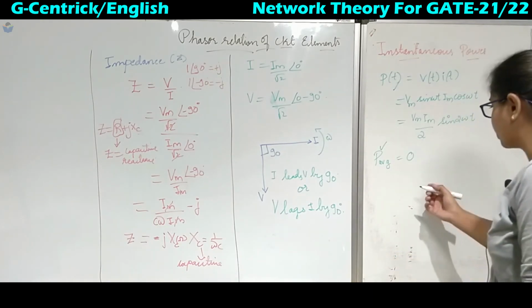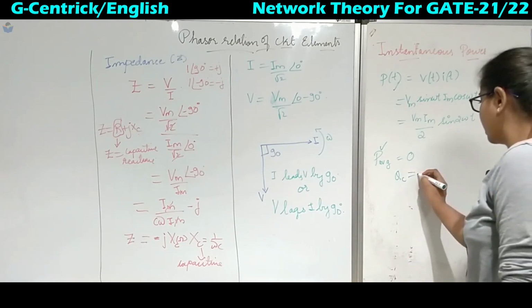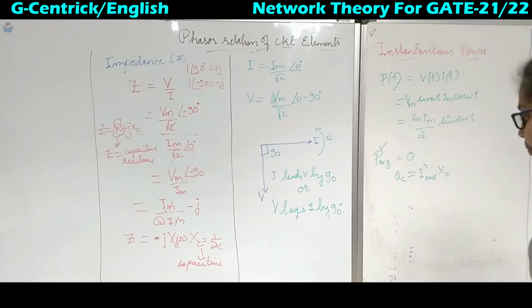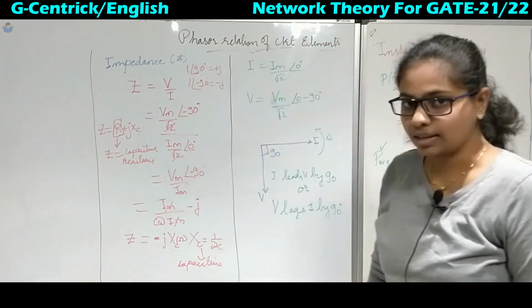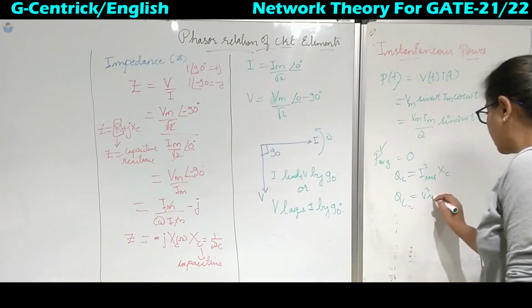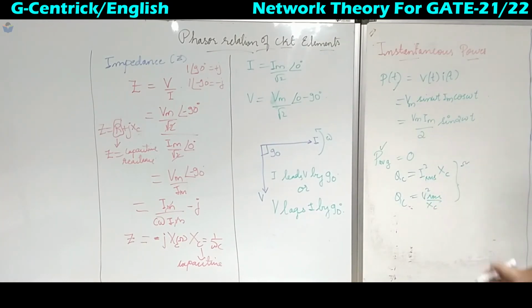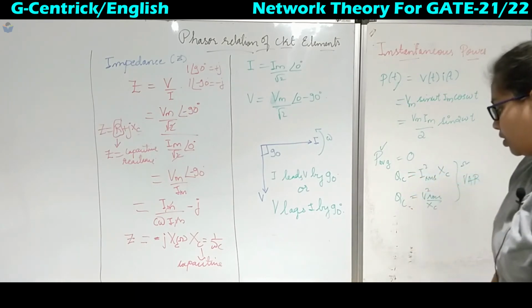Since it is an imaginary term, we can write it as I square RMS into XC. This XC is nothing but what we have seen here, capacitive reactance. Or we can also write it as V square RMS upon XC, but this will not be in the form of ohmic value, it will be in the form of VAR, volt ampere reactance. So this is about the average value.